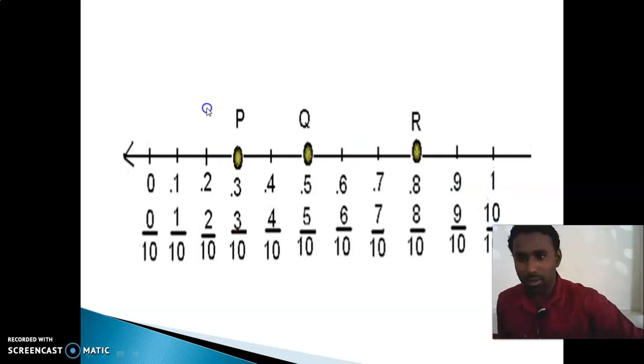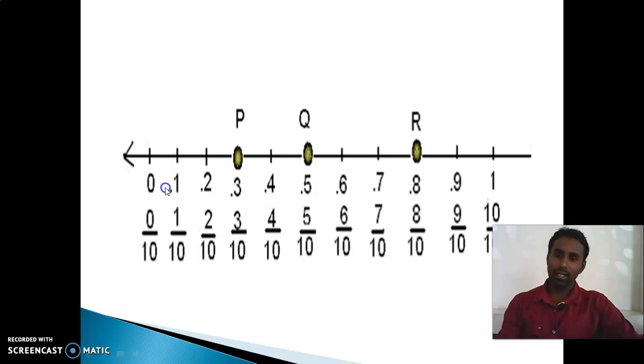How can we say that? Because I said after the decimal point the first digit is called the tenths digit, that means 1 by 10. So 0 by 10 is called 0. Then 1 by 10, 2 by 10, 3 by 10, 4 by 10, 5 by 10, 6 by 10, 7 by 10, 8 by 10, 9 by 10, 10 by 10. In 1 by 10, how many 0s are present? One 0. Here also one 0.